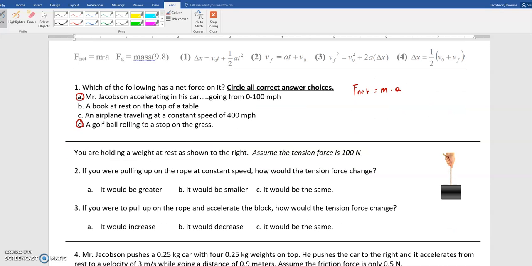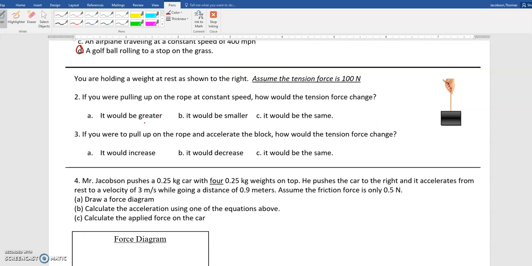Number 2 and 3 basically show a person pulling up with a rope, Ft, on a block that is being pulled down by gravity. And it's saying if you were pulling at a constant speed, how would the tension force change if you were just initially holding it at rest? Well, what you should know is if you're pulling at a constant speed, the acceleration is 0. And if the acceleration is 0, there is no net force. That means the forces up and down are the same, which would mean it is answer choice C.